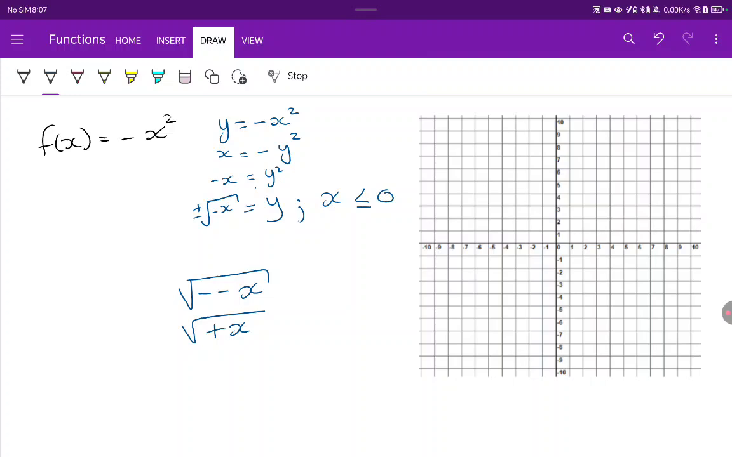Because if it's a minus number, then that is a true statement. If it's minus a negative number, then it's a true statement. But if it is minus a positive number, then it's an unreal number. So first of all, please remember to input that. Okay, now let's go ahead and sketch and then we can get to the restrictions.